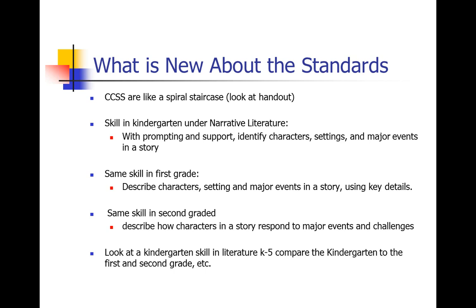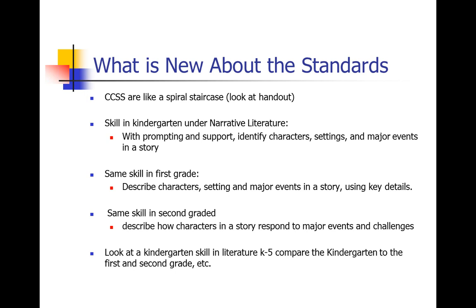A skill in kindergarten under narrative literature, such as with prompting and support, identify character, setting, and major events in a story. The same skill in first grade is describe characters, setting, and major event in a story using key details. The same skill in second grade is describe how characters in a story respond to major events and challenges. You see, it's exactly the same skill in K, 1, and 2, but it's a little more difficult.